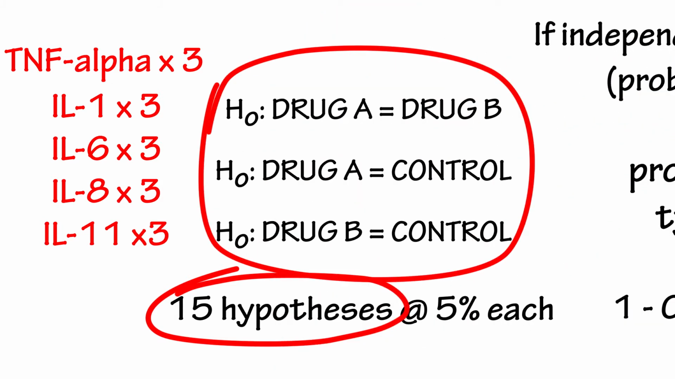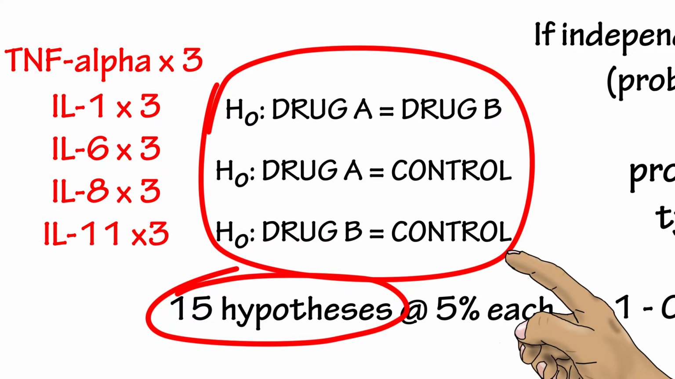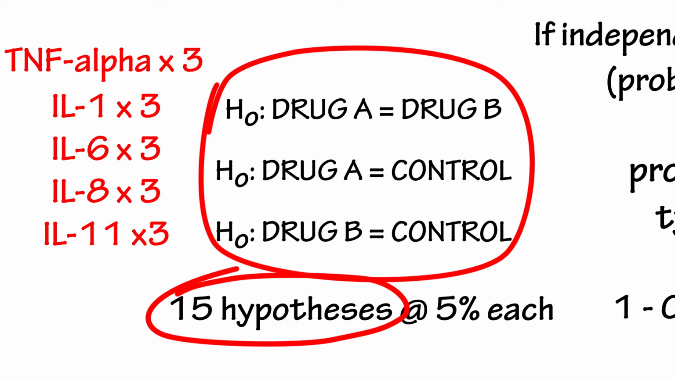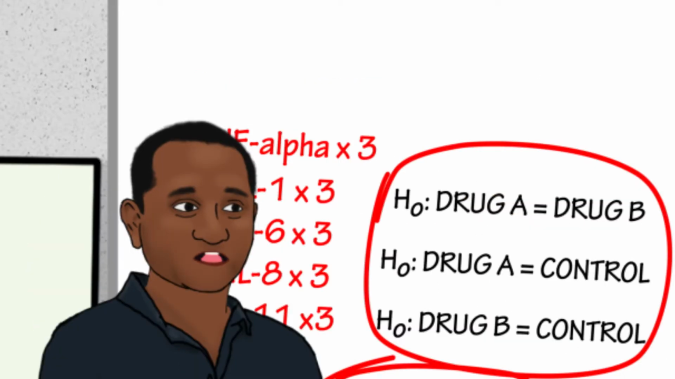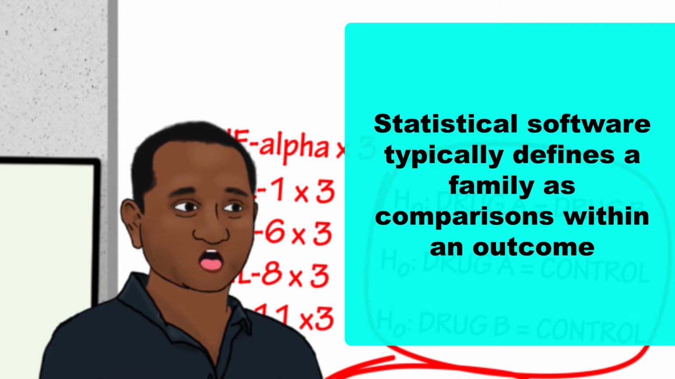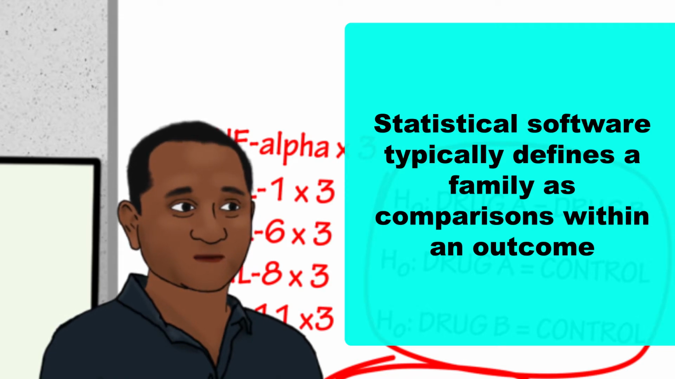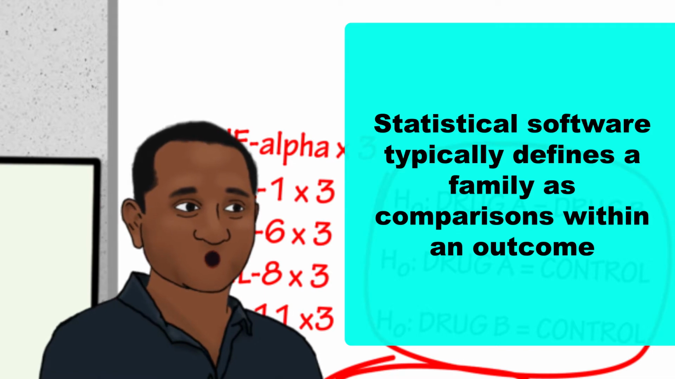Okay, so if I defined a family as comparisons within an outcome, I can control the family-wise error rate for those 3 comparisons. But that still wouldn't fully control for the probability of finding type 1 errors across all outcomes. Yes, in fact, that is a common way people handle multiple comparisons, whether they realize it or not. When you choose a multiple comparison procedure in statistical software, it usually defines a family as only comparisons within a single outcome because we usually calculate statistics for each outcome separately.